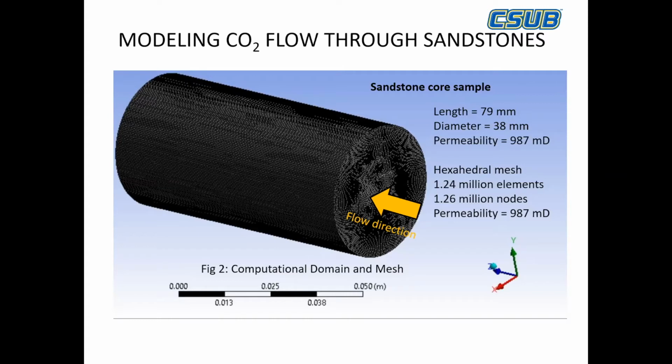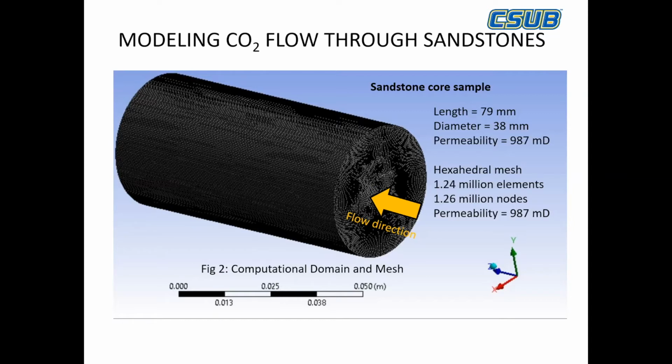So this is my simulation geometry. This is basically a sandstone core sample. The length of the sample is 79 millimeters. The diameter is about 38 millimeters. We chose a permeability of close to 1 Darcy to begin with, which is about 987 millidarcies.